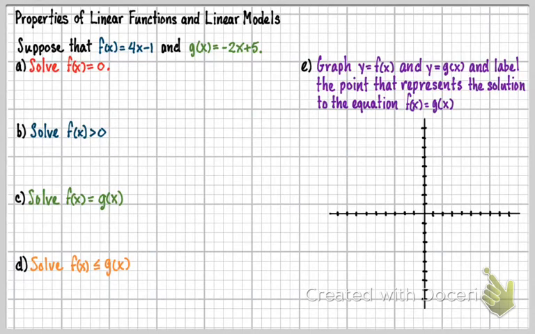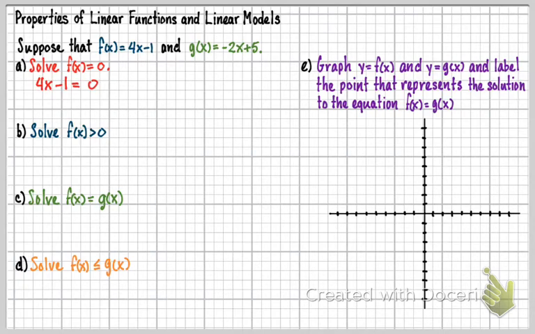Now suppose that f of x equals 4x minus 1 and g of x equals negative 2x plus 5. Now this says solve f of x equals 0. So all I'm going to do is, f of x is 4x minus 1, so I'm just going to put that in place of this f of x here. So I get 4x minus 1 equals 0.